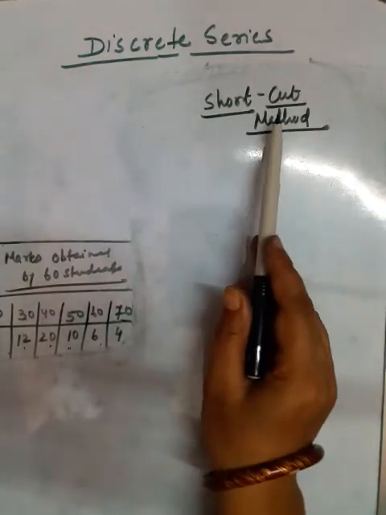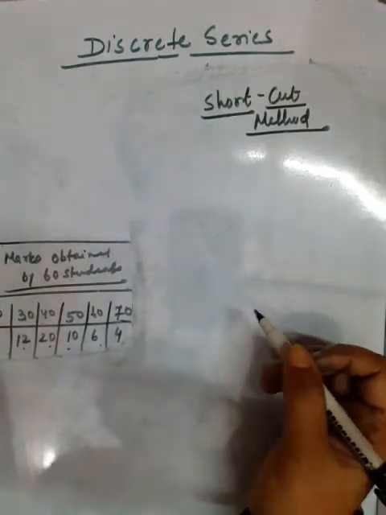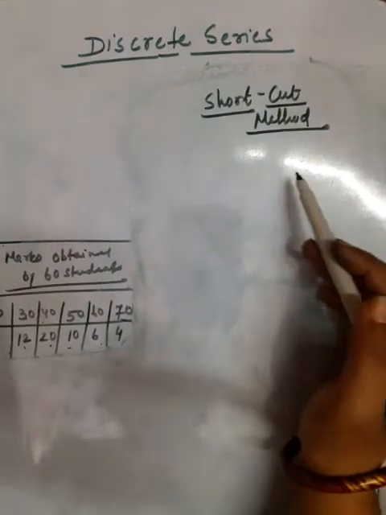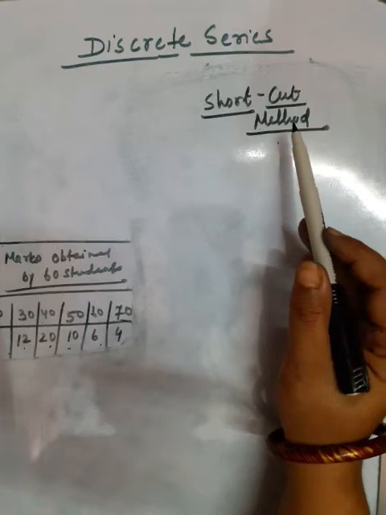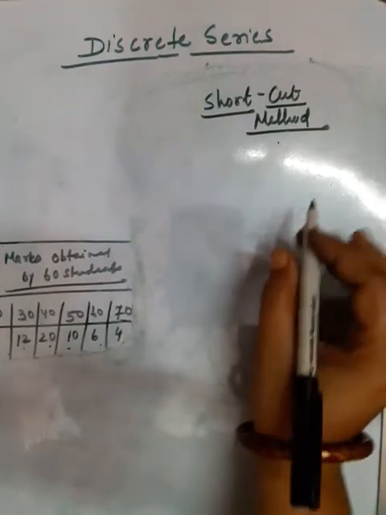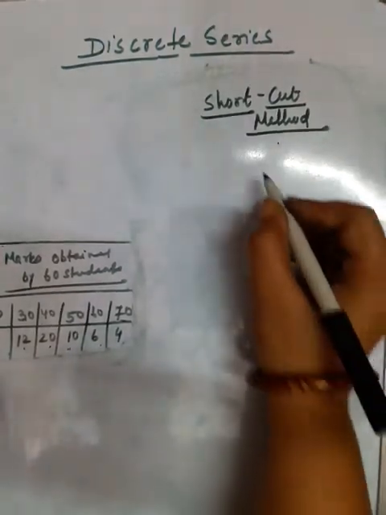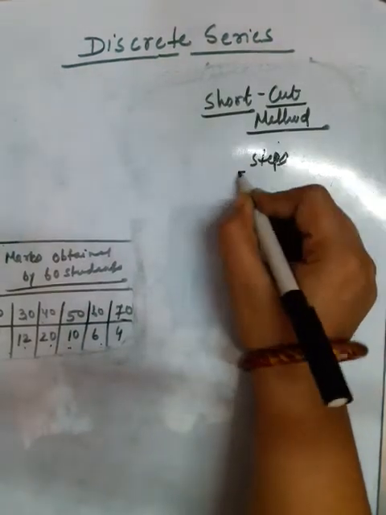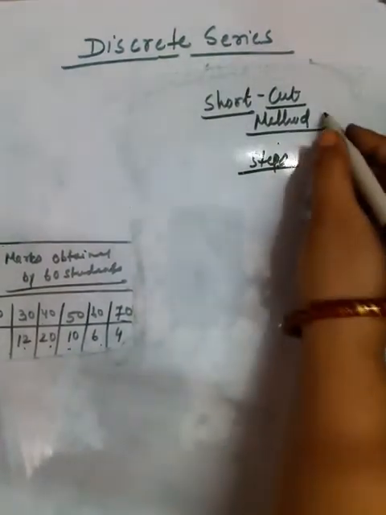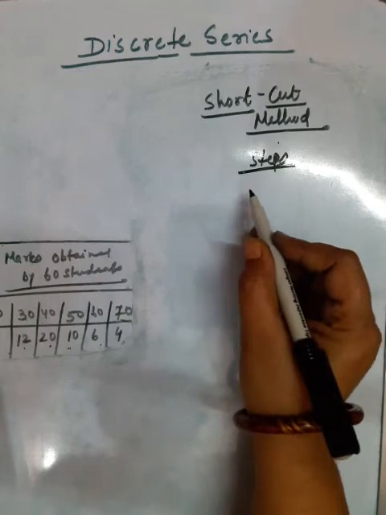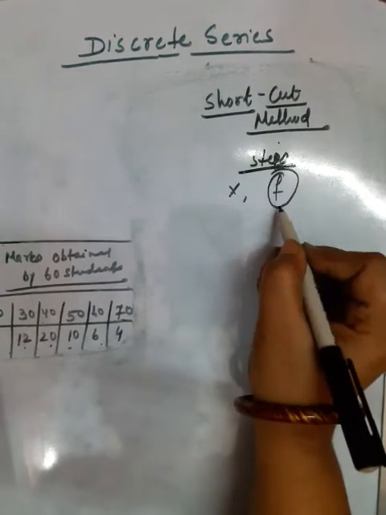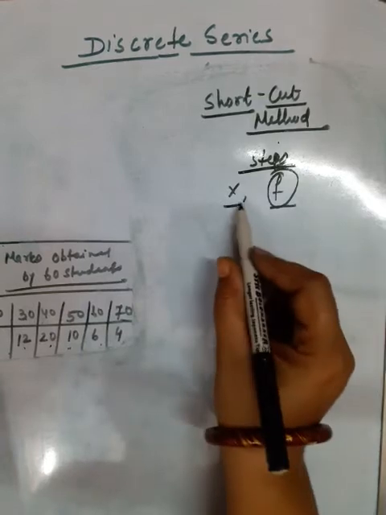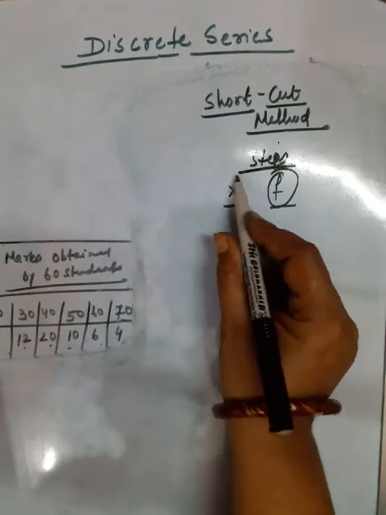Now students, the shortcut method can also be used to calculate mean in a discrete series. This method saves considerable time in calculating mean. What are the steps of the shortcut method? First one is of course the denotation of x and frequency. Frequency will be denoted by f, and x is denoted by x for the variable.